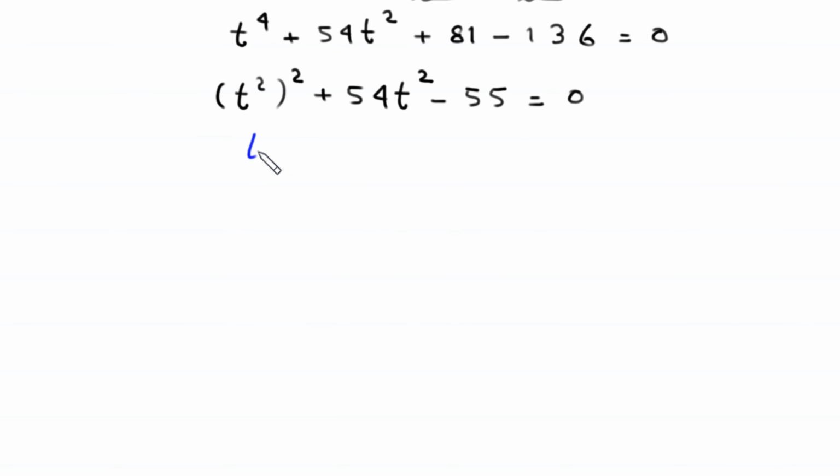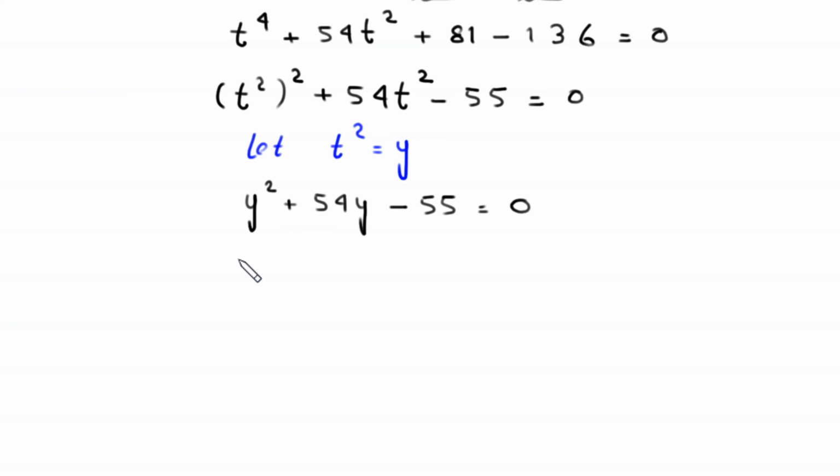Now suppose that t squared is equal to y. So this equation will become y squared plus 54 times y minus 55 is equal to 0. Now this is a quadratic equation and is factorable.